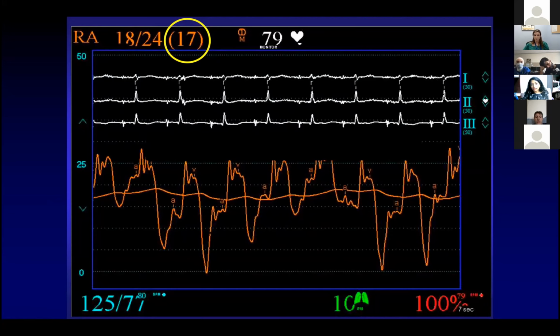And again, it highlights the importance of actually looking at the waveform. If you just look at the mean number, it's probably 17 or so. But that doesn't give you as much information as actually looking at the waveform and seeing these huge V waves.